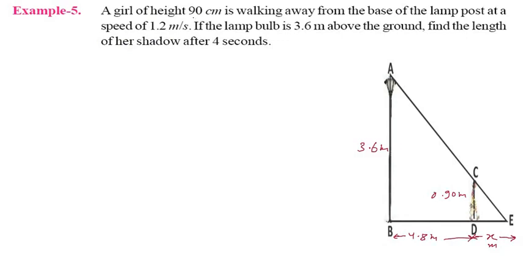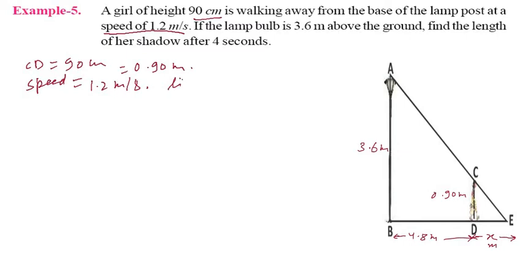A girl of height 90 centimeters, that is the CD. CD is equal to 90 centimeters, so you can say it is 0.90 meters. Now she walks away from the base of the lamp post at the speed of 1.2 meters per second. If the lamp post is 3.6 meters above, that is AB, AB is equal to 3.6 meters. Find the length of her shadow.